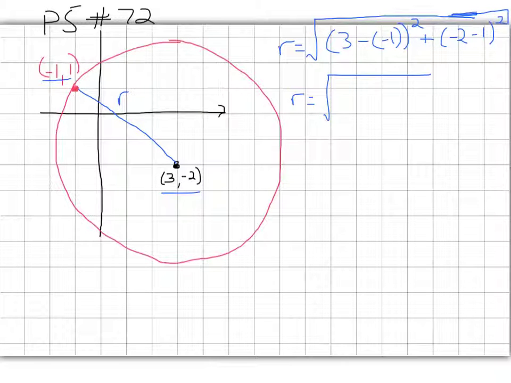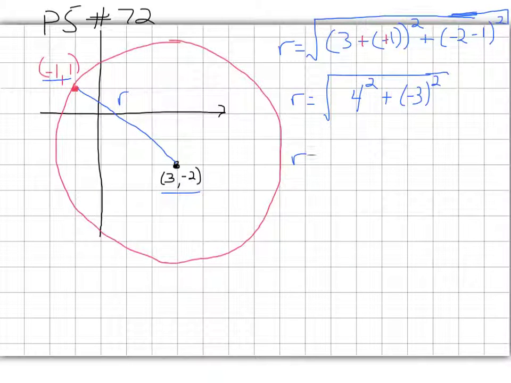3 minus a negative 1. Minus a negative 1 is the same thing as adding a positive 1. So that's going to be 3 plus 1 is 4. That's going to be squared. Minus 2 minus 1 is minus 3 squared.